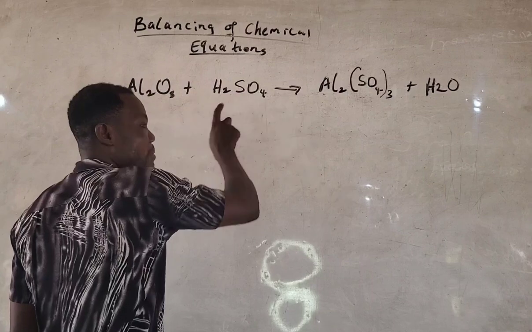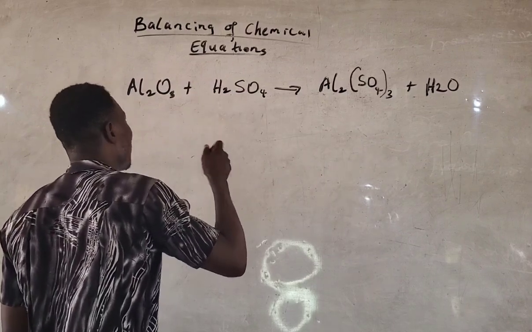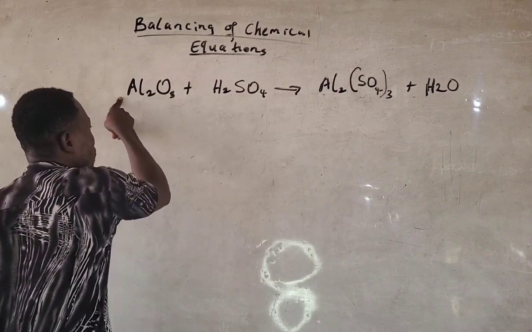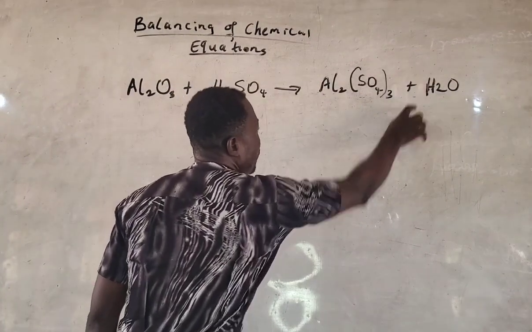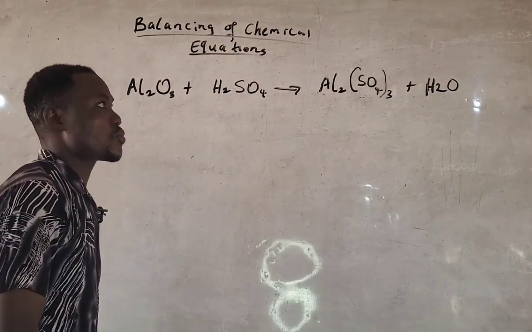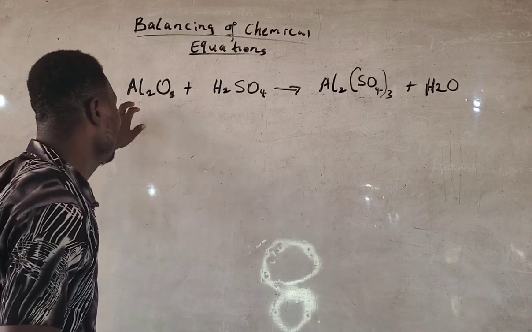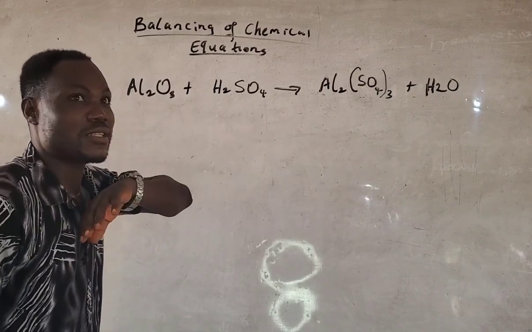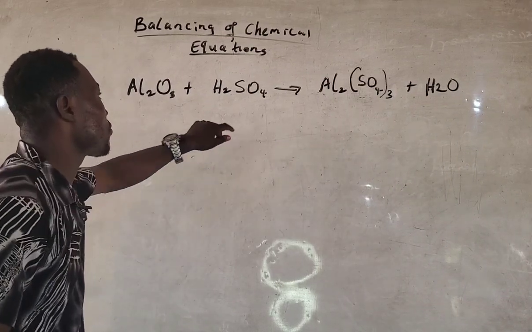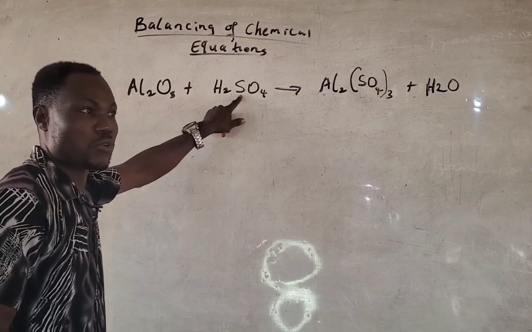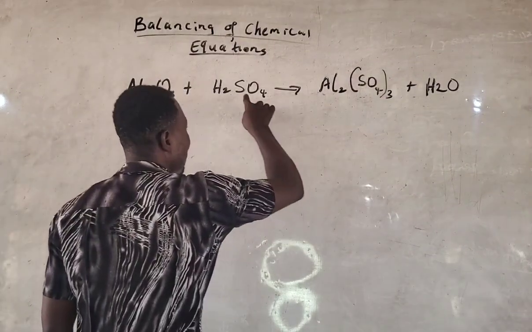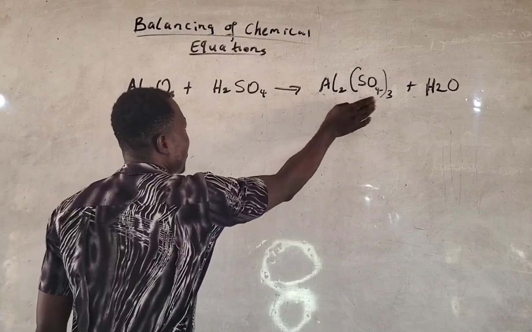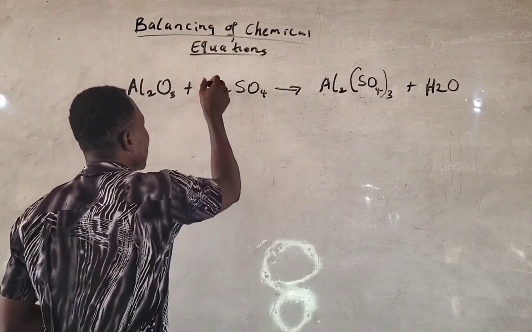So you can see that sulfur is 3 here, but it's only 1 here. Remember, anytime you are balancing a chemical equation, you can only attach a number in front of each compound. So like I said, since aluminum is already balanced in this reaction, I will have to consider sulfur because sulfur is not balanced. Sulfur is 3 here and 1 here. So the only thing I can do to make this become 3 is to attach 3 here.